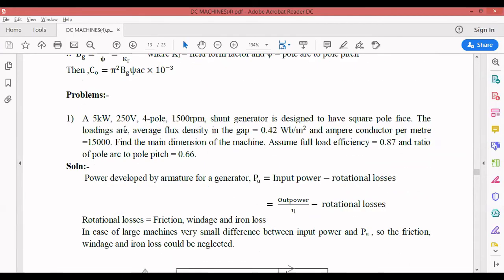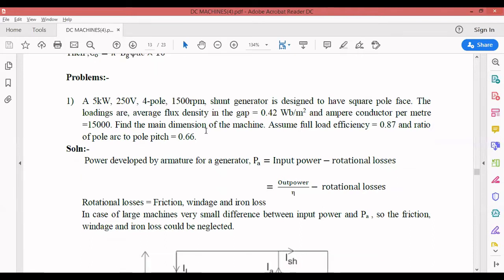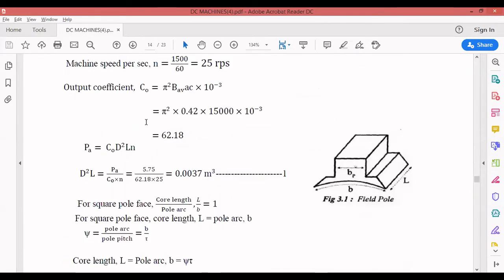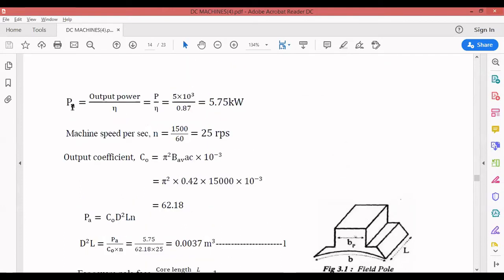So if you see in the problem, what is given? The 5 kilowatt means originally the output of the machine will be 5 kilowatt; you are going to get 5 kilowatt. But the output of the armature includes this 5 kilowatt plus losses. Finally, the output of the machine is 5 kilowatt. So PA is nothing but the output power of the armature. Don't confuse here. The output power of the armature includes the output of the machine plus losses. The output of the machine is 5 kilowatt, but the output of the armature includes the output plus losses.